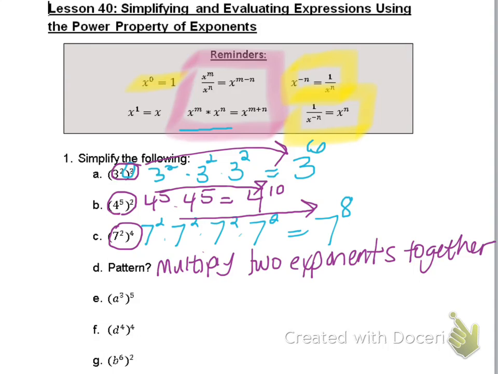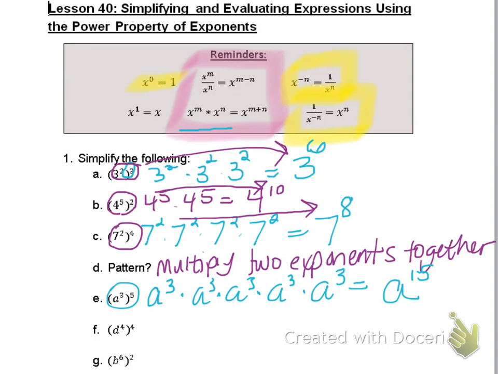So the next few examples here are actually examples using variables. Same thing, if we have a cubed times a cubed times a cubed 5 times here, we would have a as our base still, and we would add 3 plus 3 is 6, plus 3 is 9, plus 3 is 12, plus 3 is 15. And of course, 3 times 5 equals 15. So we'll do the next example without actually writing it out. We'd have d to the 4th power to the 4th power. So that would be 4 times 4, which is d to the 16th power.